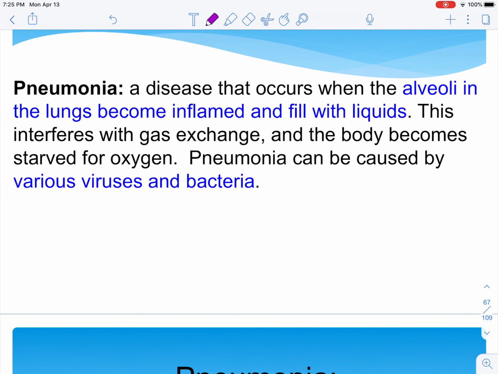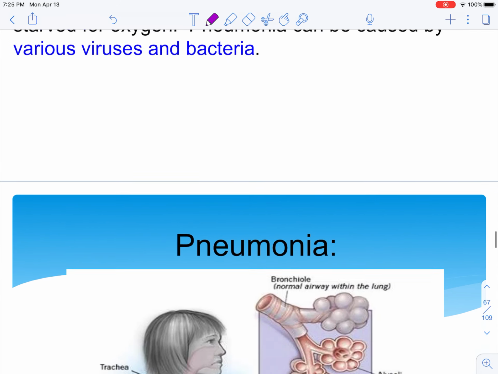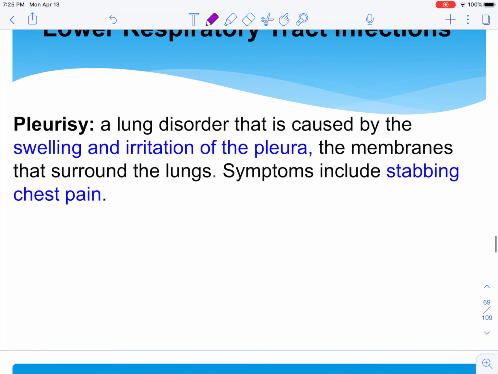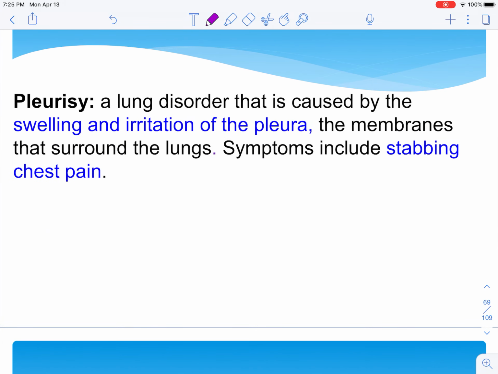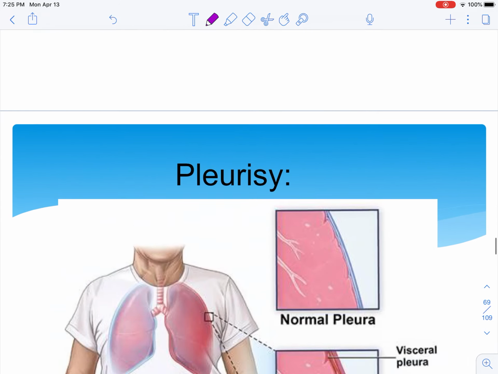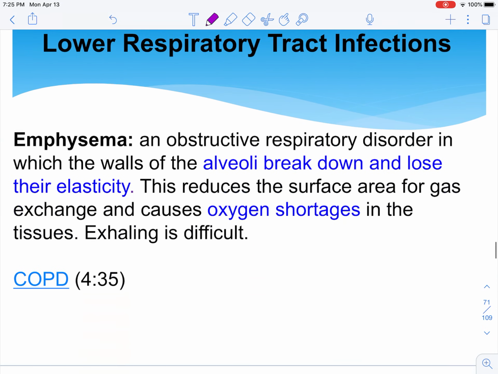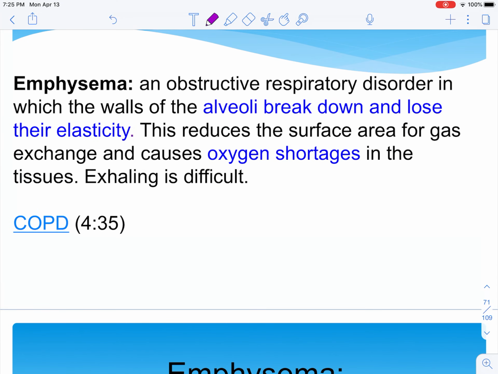Pneumonia is when the alveoli fill with liquid because of some infection by either viruses or bacteria, as shown in this picture. Pleurisy, another inflammation, this one of the pleural membrane surrounding the lungs, which means that there will be kind of friction between the pleura if they're inflamed, and it causes a lot of pain with every breath.